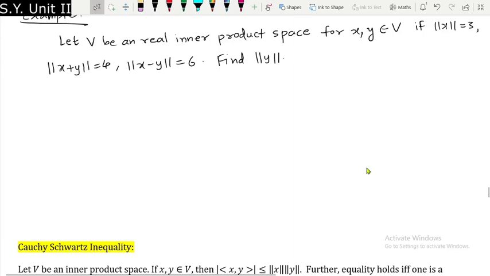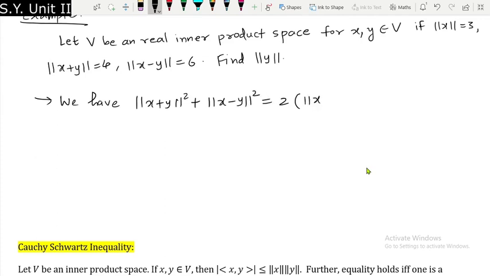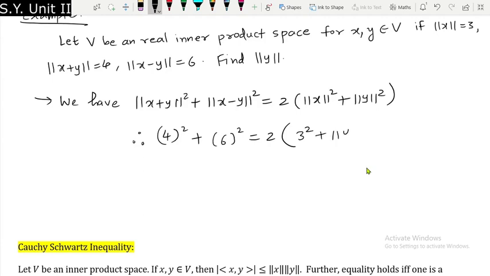So now let us see this example. This example is based on the last property. What we have proved is norm of x plus y whole square plus norm of x minus y whole square is equal to twice norm of x square plus norm of y square. So you just have to substitute the given values. Norm of x plus y is given to be 4, so therefore 4 square plus 6 square will be equal to twice, norm of x is 3, so 3 square plus norm of y square, and we are asked to find norm of y.